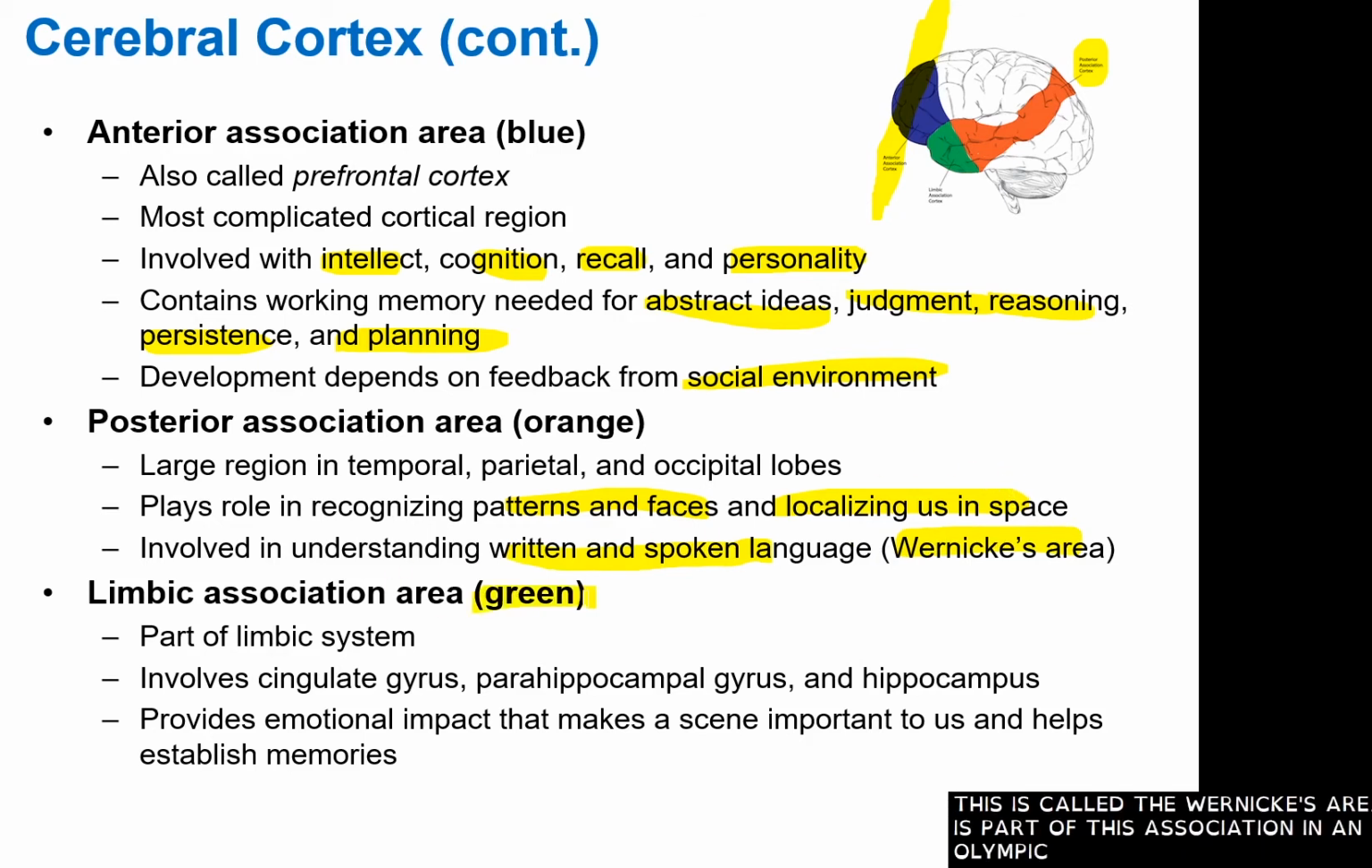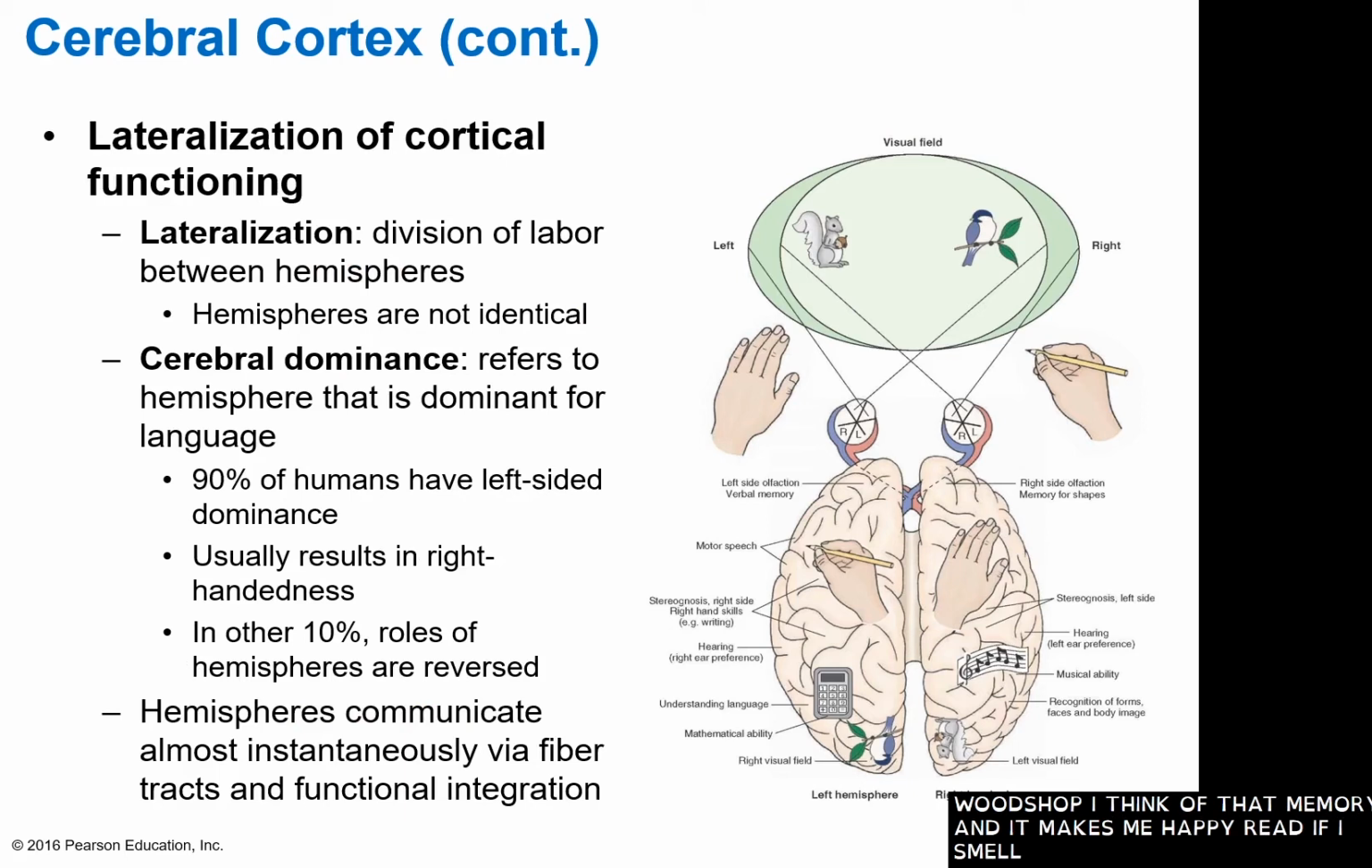And then the limbic association area, which is the green area here, involves something known as the cingulate gyrus, the parahippocampal gyrus, and the hippocampus. So this provides an emotional impact that makes a certain scene important to us and helps establish memory. I always explain this one as thinking back to working in our basement woodshop with my father. It's a very good memory, and this is part of my limbic association area. So whenever I see a woodshop, I think of that memory, and it makes me happy. Or even if I smell sawdust, it activates that memory.